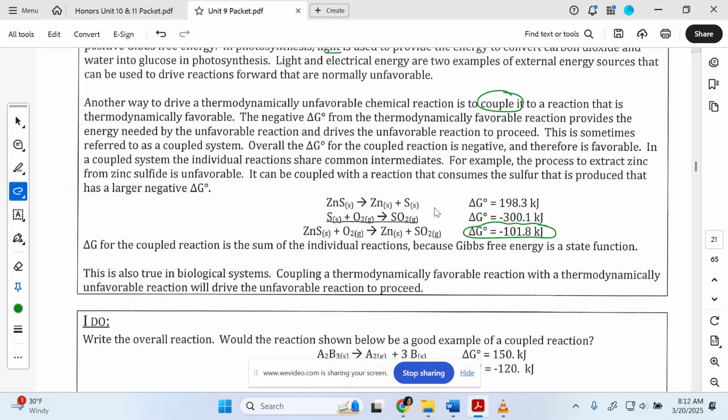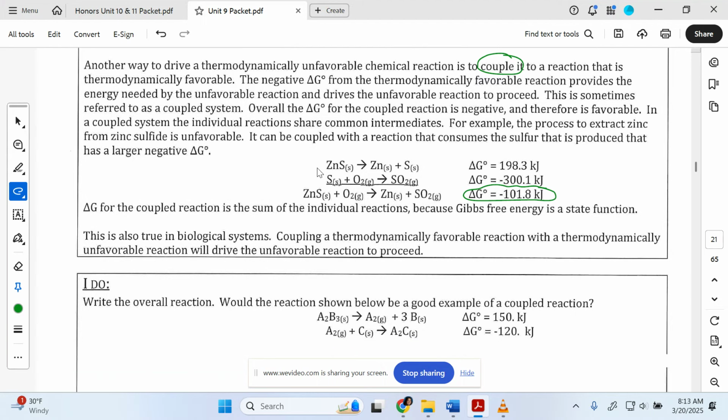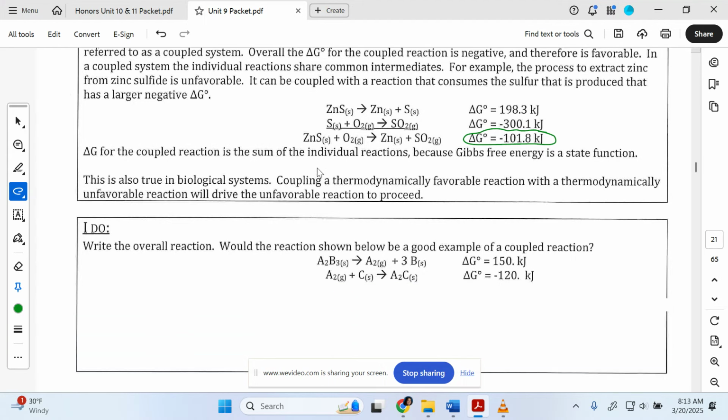So if we couple these reactions together, we can end up with a reaction that is overall thermodynamically favorable. We talked about these back in, I want to say unit 5, when we did kinetics, where you can flip these around and cancel out electrons. Remember doing that? Fun times. Biological systems often take advantage of this coupling in order for unfavorable reactions to be driven.